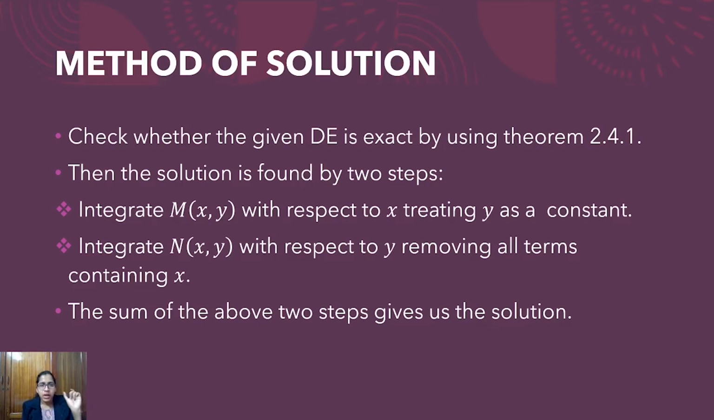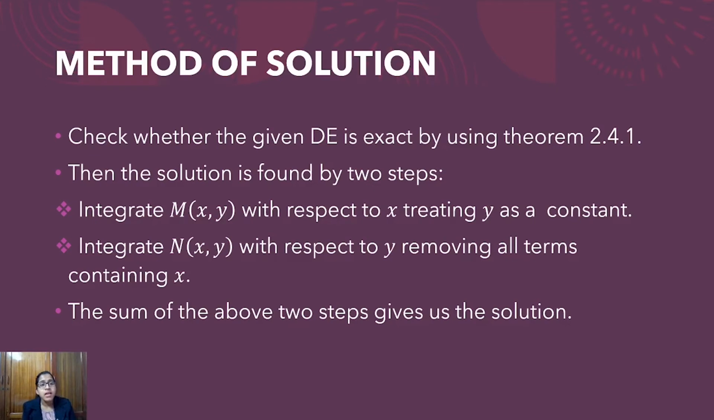We have m and we have n. So integrate m with respect to x, keeping y as a constant. Remember that y is a constant here. So we integrate m with respect to x, keeping y as a constant. That was the first thing that we did in the proof also.